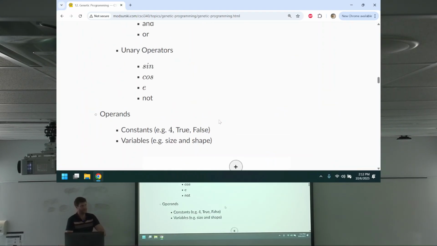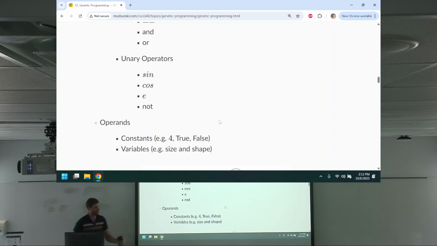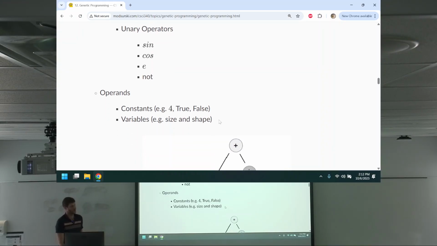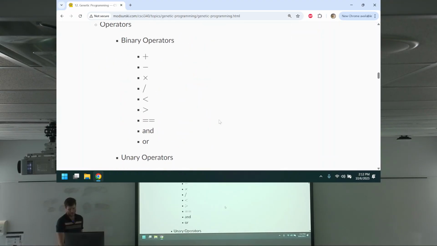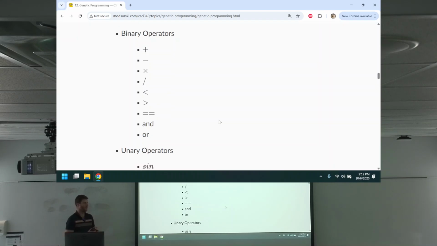Any questions at this stage? Yes? So you have those categories as unary and binary. When we're building our language, are we choosing one of those groups or very specific operators? You would pick specific operators.